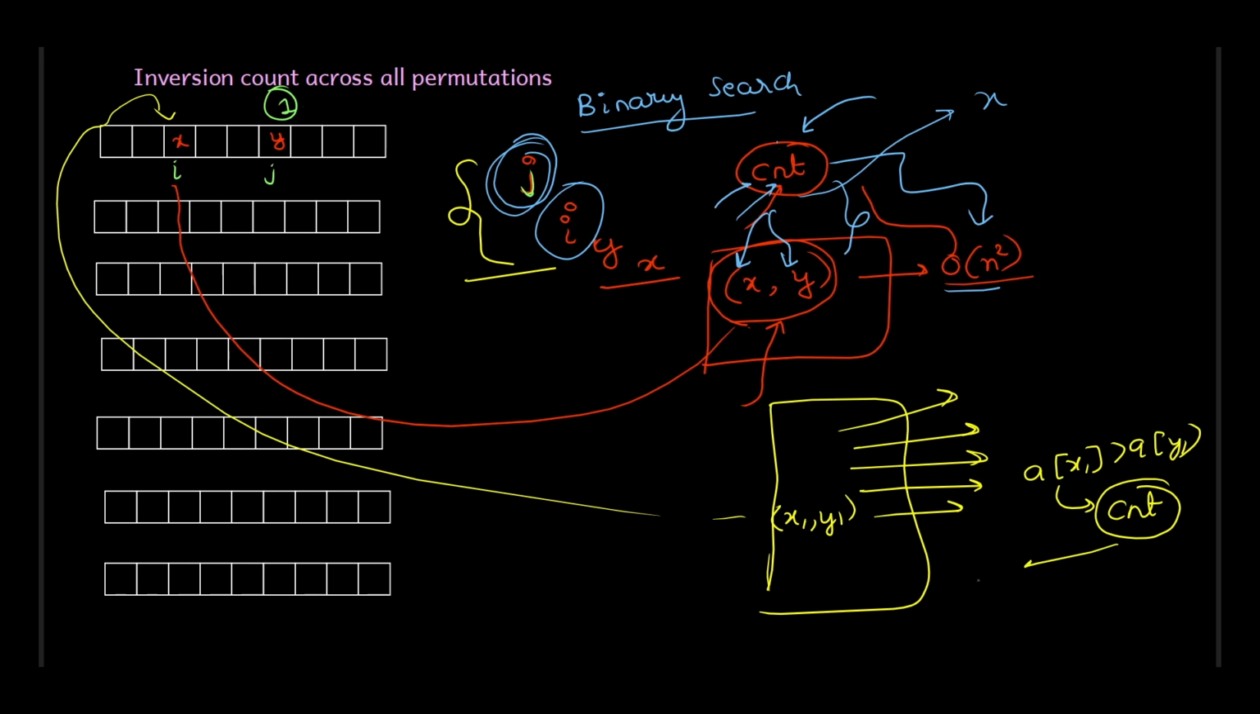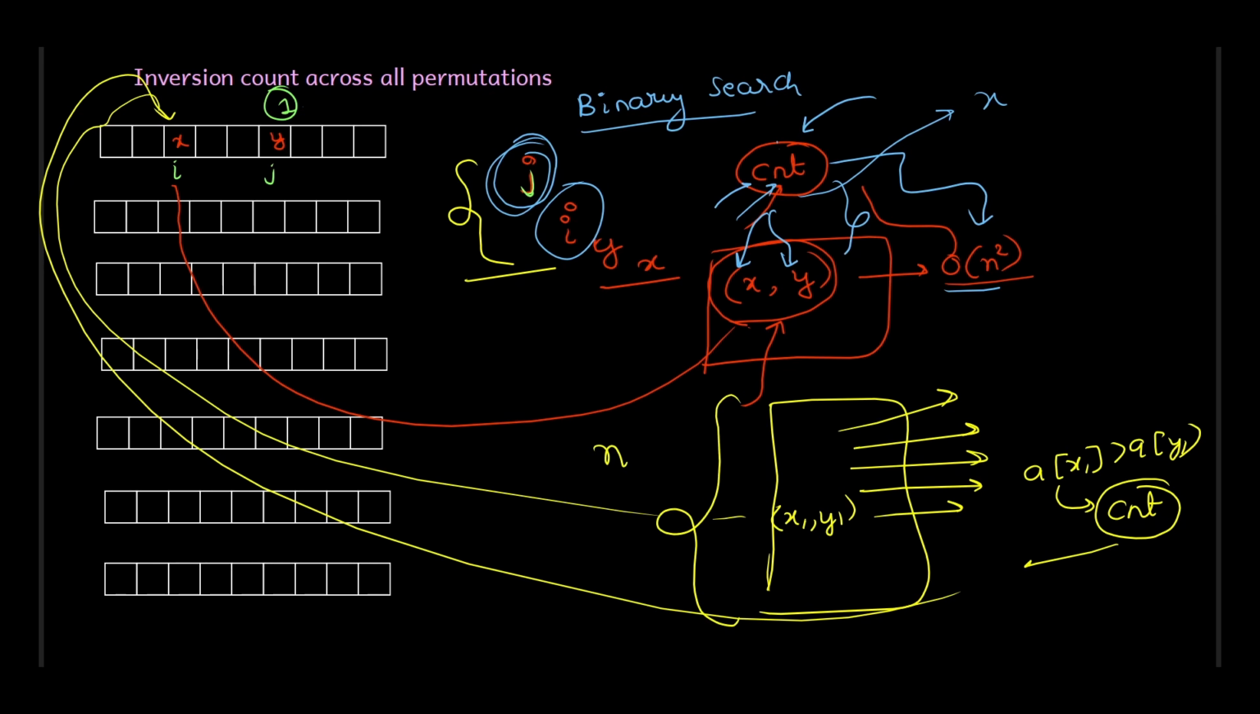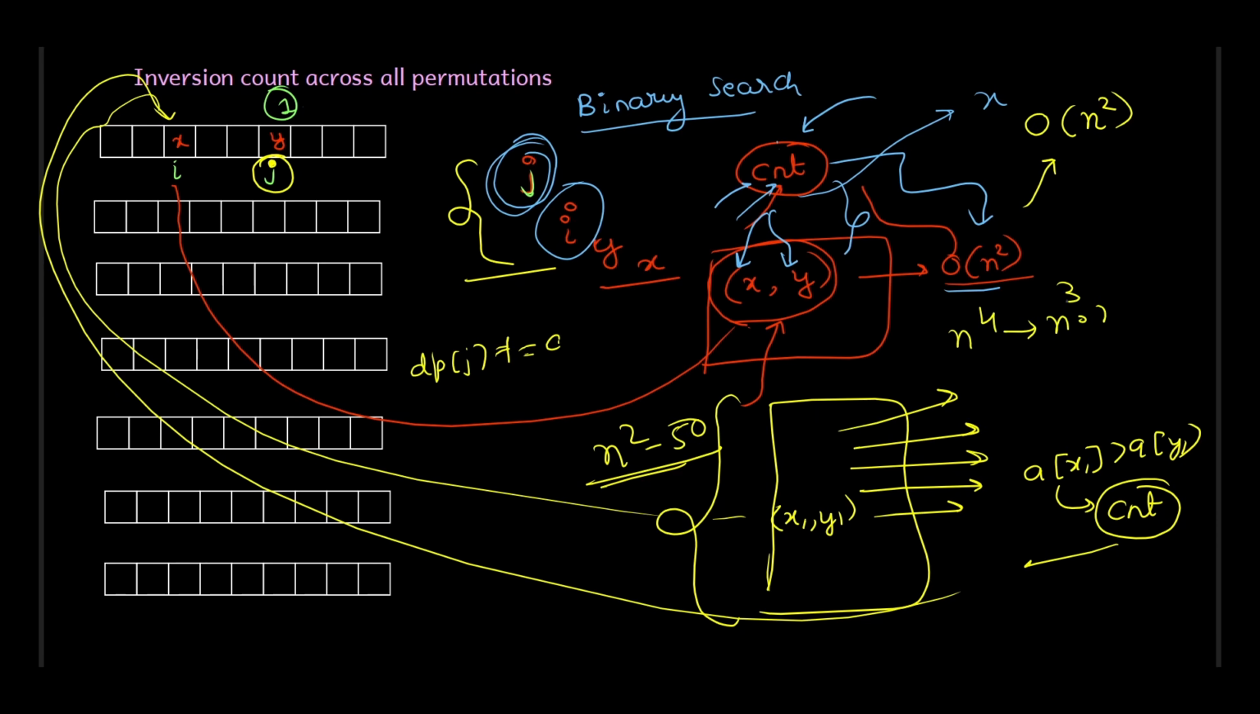And if there are 50 such pairs, then placing these 50 pairs will result in an inversion, and placing all the other n square minus 50 pairs will not result in an inversion. So this means that the number of times this element j contributes, which is dp of j, is nothing but dp of j plus equals count. And in this manner we have solved the problem in O of n square. So see, we started from n to the power 4, then we went to n cube log n, and then we finally went to O of n square.